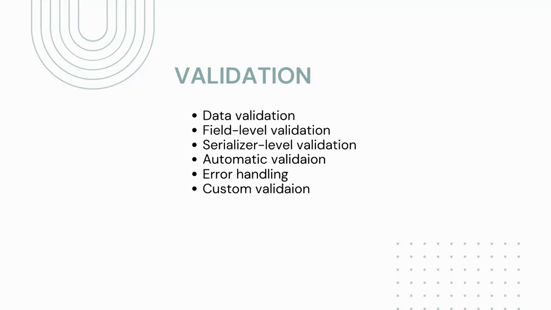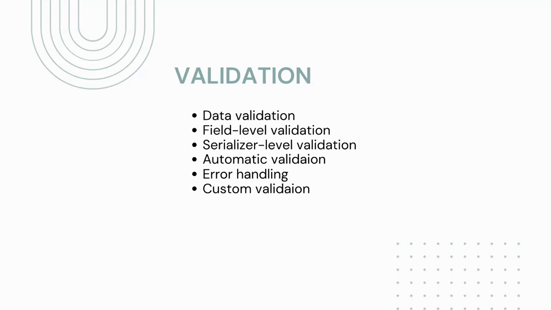And next is field level validation. Each field in the serializer has its own validation rules. For example, a character field might require the input to be a certain length or format, while an integer field might require the input to be within a specific range. Next is serializer level validation. In addition to field level validation, a serializer can also perform validation across multiple fields. It allows us to enforce rules that involve multiple pieces of data.